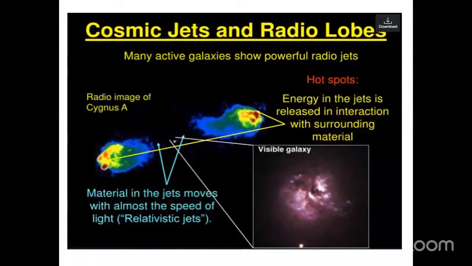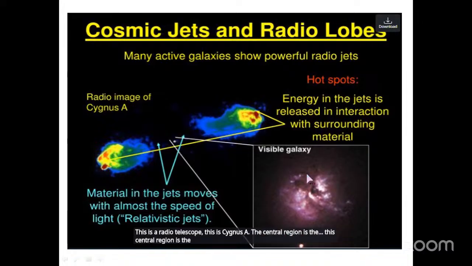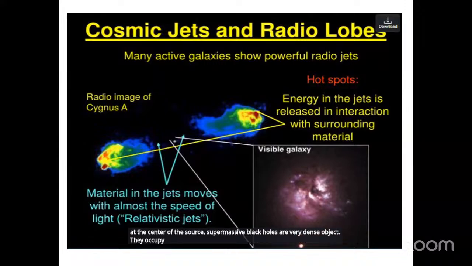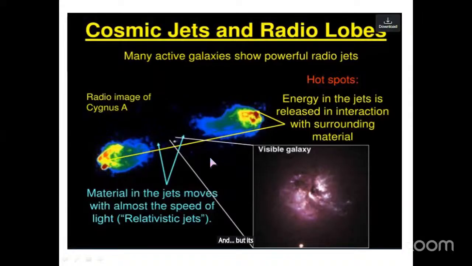So this is a very famous source, 3C273. You can see that this is a radio telescope image. This is Cygnus A. The central region is the visible galaxy. I'm talking about the galaxy here. I'm not even talking about the supermassive black hole, which will be somewhere at the center of this source. Supermassive black holes are very dense objects. They occupy a very small region of that galaxy, not even 1%, let me tell you. But its activity is so huge. So this is the entire galaxy, and these are the radio lobes.